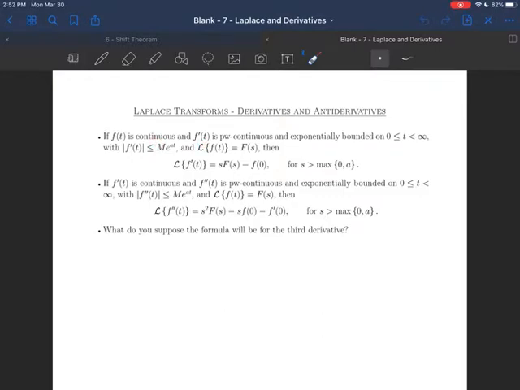So basically the situation is this. Suppose that we have a function f that's continuous and its derivative, f prime of t, is piecewise continuous and exponentially bounded. So we can expect now, because of that hypothesis, that f prime has a Laplace transform. Knowing that, we might want to know what it is. And it turns out that it's related, unsurprisingly, to the Laplace transform of the original function f. So if f has Laplace transform capital F of s, then the Laplace transform of f prime will be equal to s times F of s minus f of 0. And that will be true for s greater than the maximum of 0 and a.